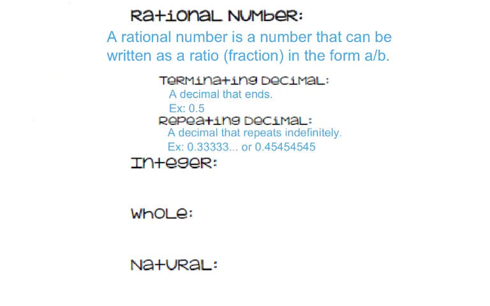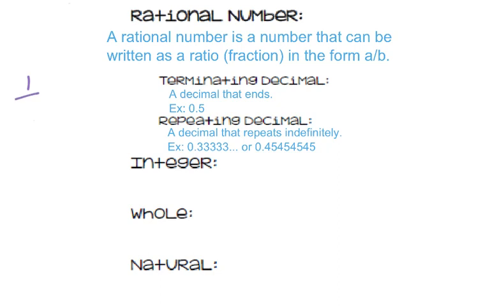Now when we deal with rational numbers that are decimals, there are two types of decimals here. There's terminating decimals, and that's a decimal that ends, so for example 5/10, or a repeating decimal, and this is a decimal that repeats indefinitely. It means it goes on and on forever, but it's the same pattern.